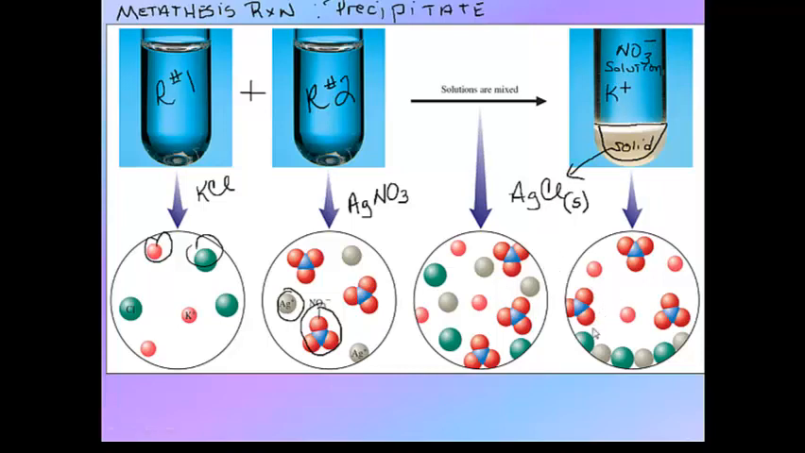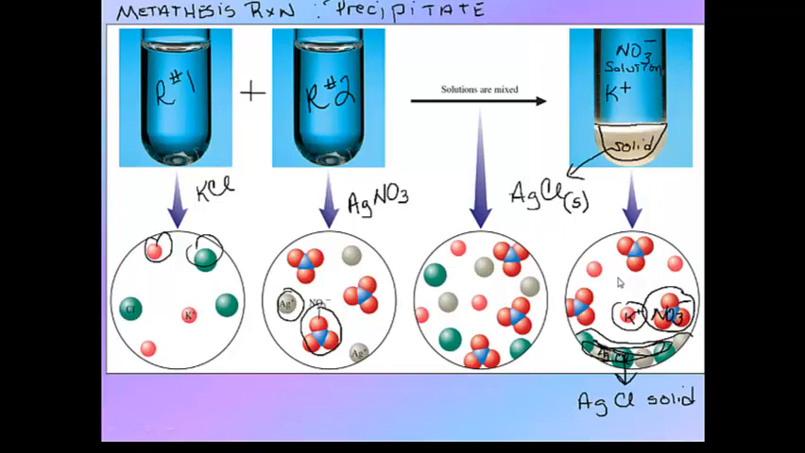Look at the picture below it. Here's my silver chloride solid, and here's my nitrate ion floating in the solution, and my potassium ion floating in the solution above the precipitate. So here's my precipitate. All this stuff right here is the silver chloride solid, aka the precipitate, and above it, floating around in the solution, is the nitrate and the potassium spectator ions.